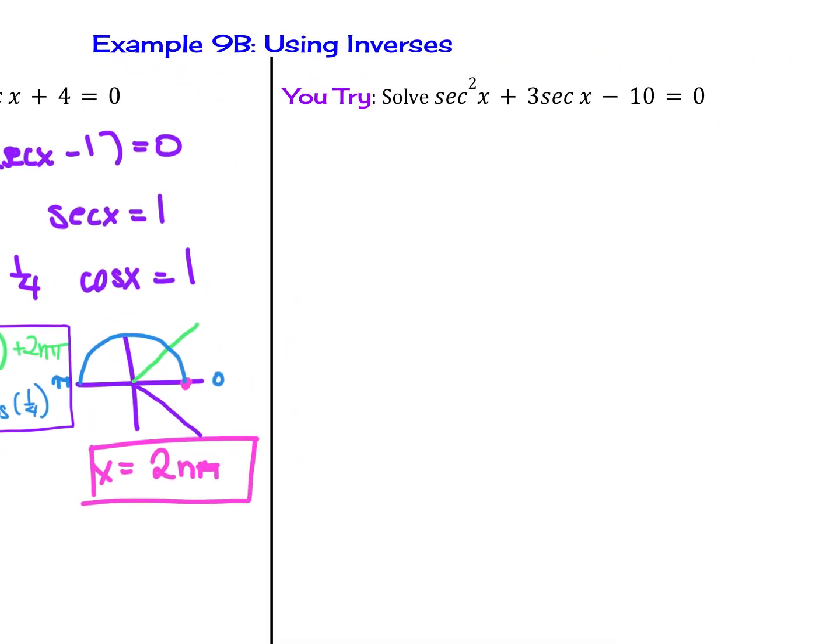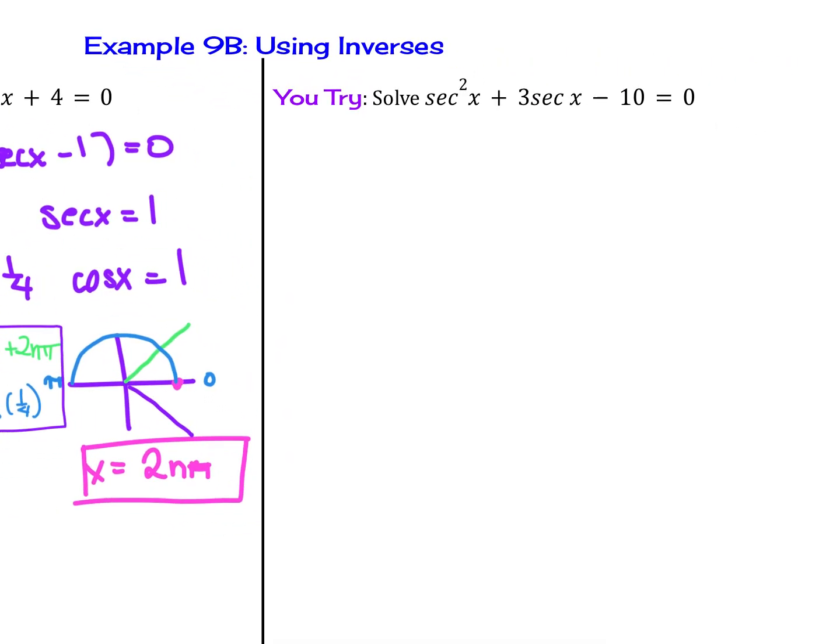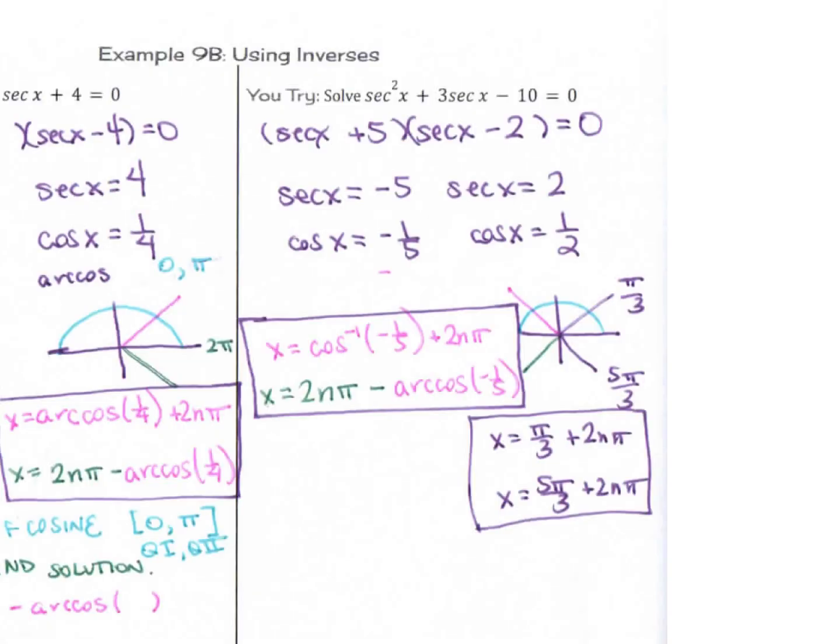So try this example here. Solve when secant squared of x plus 3 secant of x minus 10 equals 0. If you solve for it, you should have gotten secant of x plus 5 times secant of x minus 2 equals 0. So we get secant x equals negative 5 and secant x equals 2.